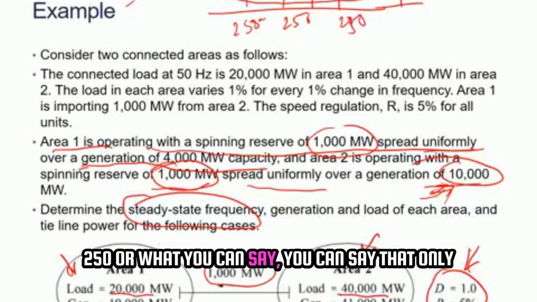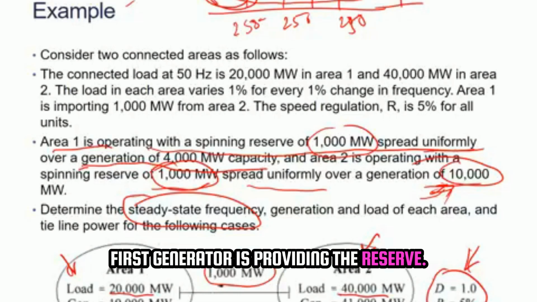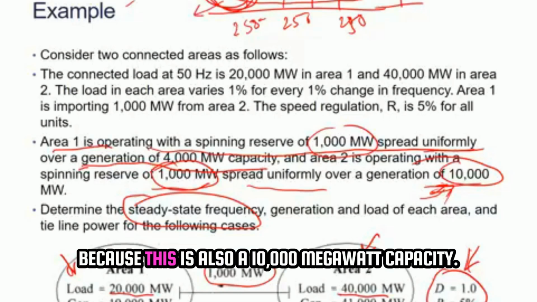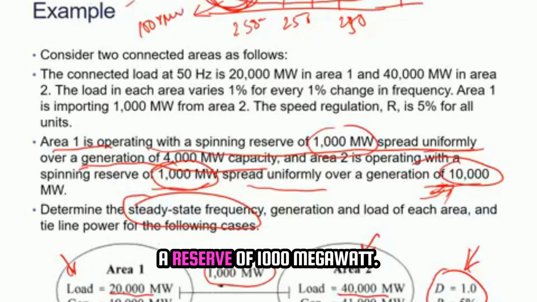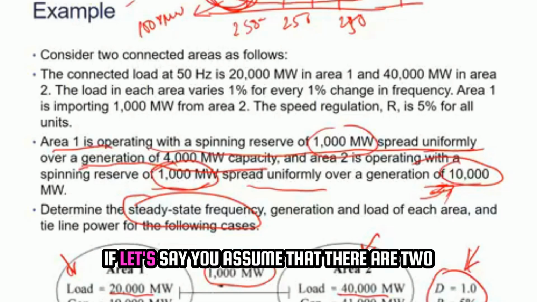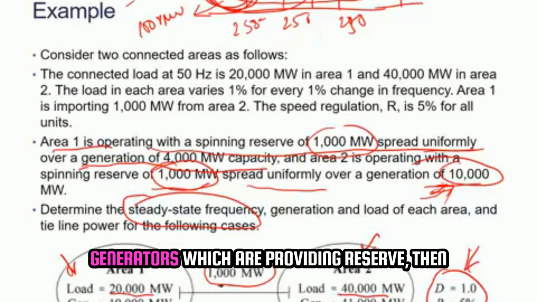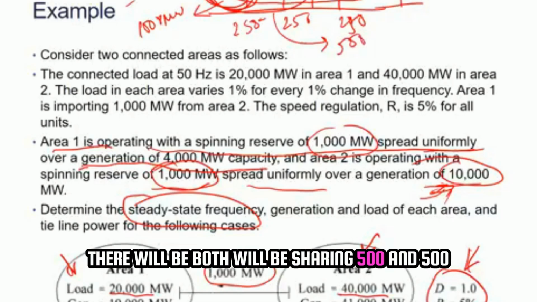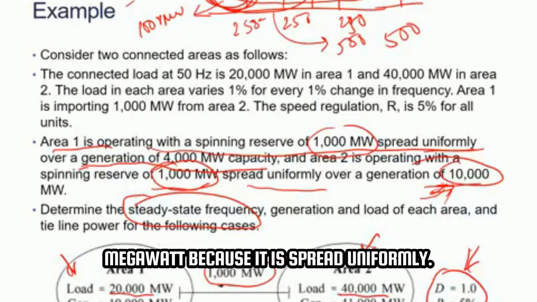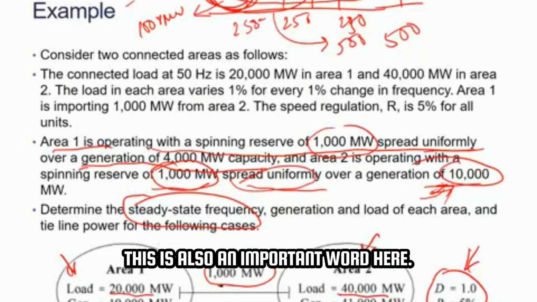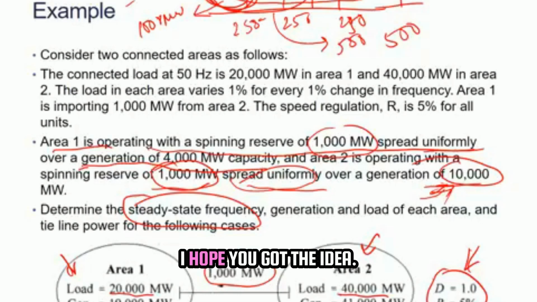Or you can say that only the first generator is providing the reserve, because this is also a 10,000 megawatt capacity. So here it will provide a reserve of 1000 megawatt. If you assume that there are two generators which are providing reserve, then both will be sharing 500 and 500 megawatt, because it is spread uniformly. This is also an important word here. I hope you got the idea.